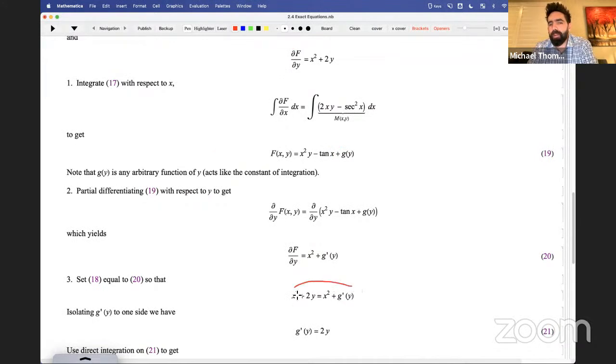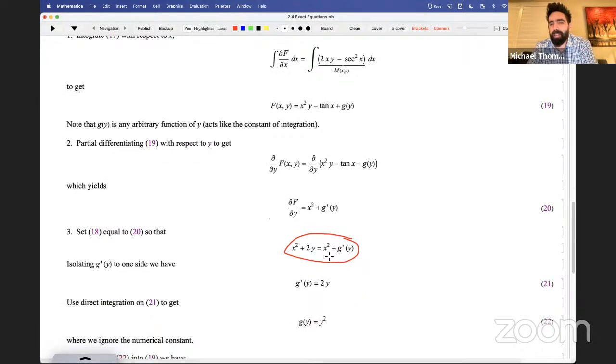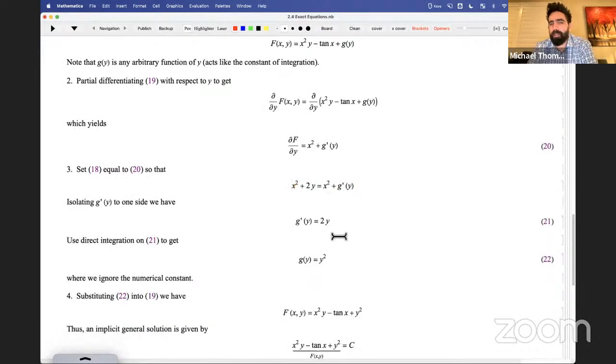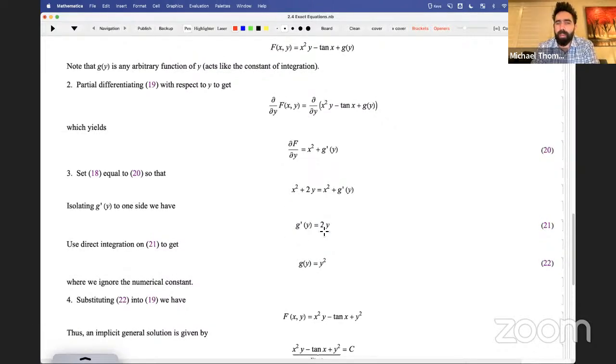And now I've got this new differential equation. If you cancel the x squareds, you'll notice that this is a differential equation with dependent variable g and independent variable y. So it's kind of like a new differential equation within the big one that we're solving. And this one, we're just going to solve for g. That's all we're trying to find. So just use direct integration techniques. Integrate both sides with respect to y.